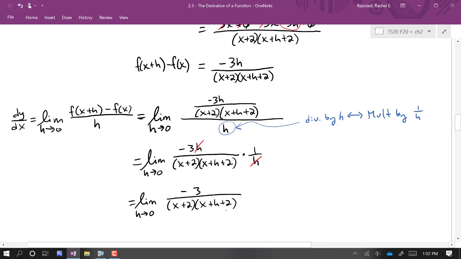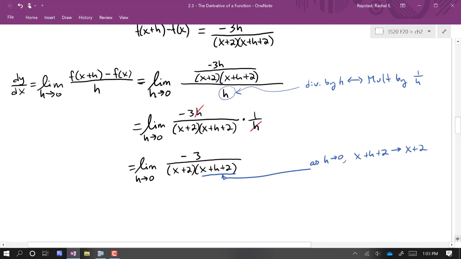Now, if you're looking at this fraction, at this limit, and you're saying, well, we still have an h in the denominator. That's true. We have an h in the denominator, but it is not a factor of h. If h is 0, it does not make the whole denominator 0. So we're actually in really good shape. In fact, if we look at that factor, we can observe that as h approaches 0, x plus h plus 2 approaches x plus 2. Right? We're just letting that h term go to 0.